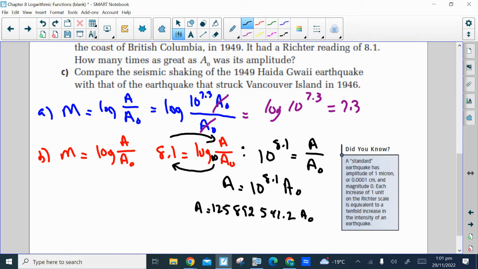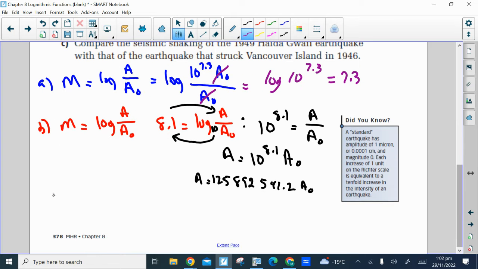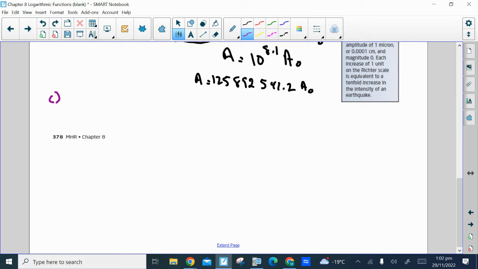All right, question C says, compare the seismic shaking of the two earthquakes. So compare them. How much greater is one magnitude compared to the other? That's what we want to do. The seismic shaking is the magnitude. So we're going to do the amplitude of the Haida Gwaii quake, which was the larger one, and we'll divide it by the amplitude of the Vancouver Island quake.